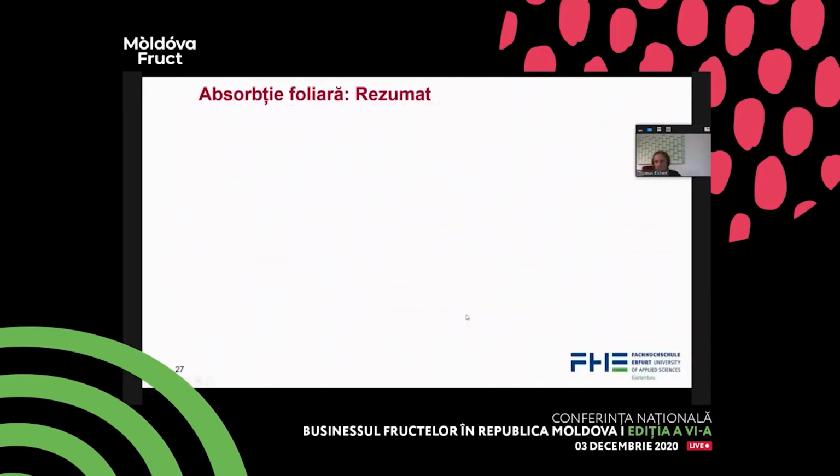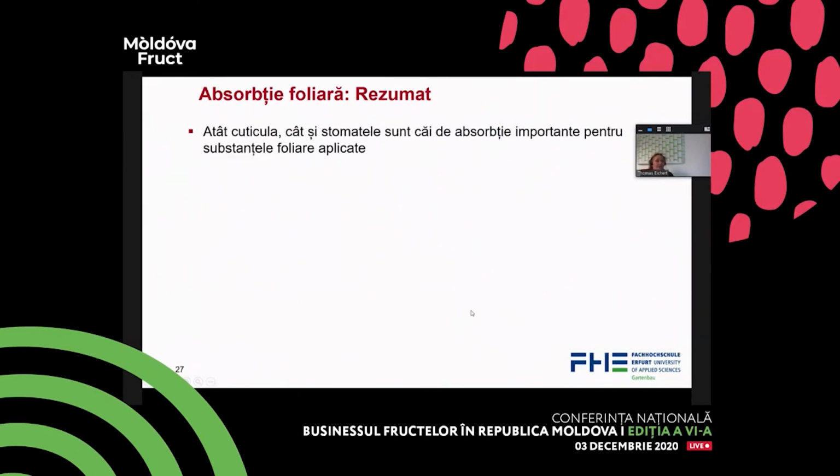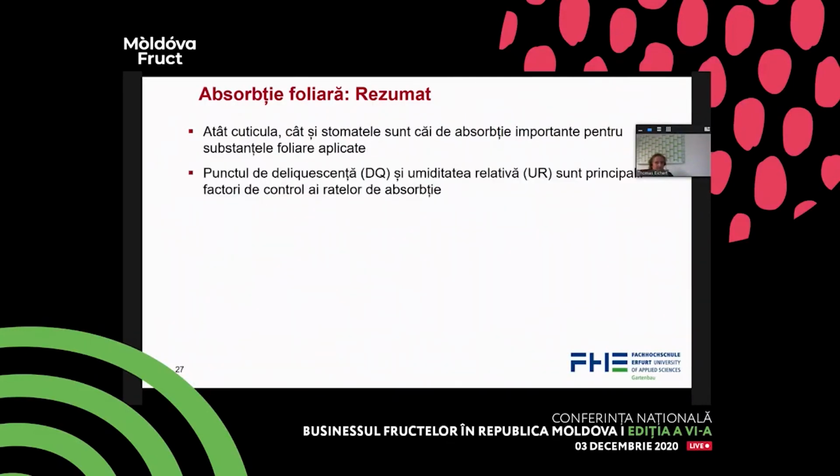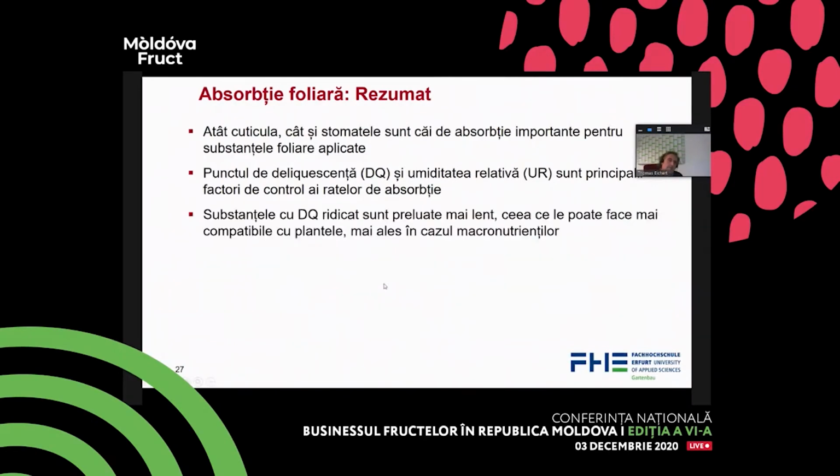Okay, I have limited time, and I'm afraid I have used too much time already, but I'm already at the summary. So both the cuticle and the stomata are important uptake pathways. So this refers to where it is absorbed. The second is that the deliquescence point, together with the relative humidity of the atmosphere, are the main factors controlling this process. Substances with a high deliquescence point, in our example magnesium sulfate, may be taken up slower, but this may render them more compatible because uptake rates are not too high and leaves are not damaged.